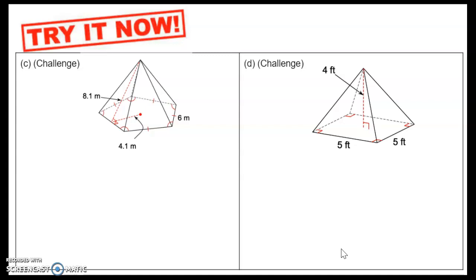Okay, how about this one? This is a challenge problem. Please pause the video and see if you can figure it out for yourself.